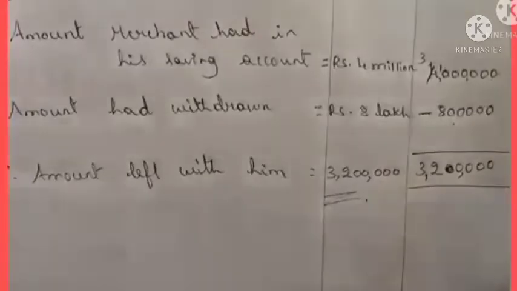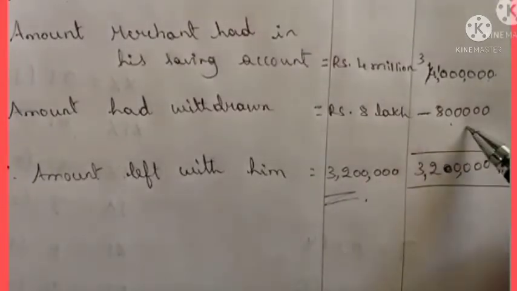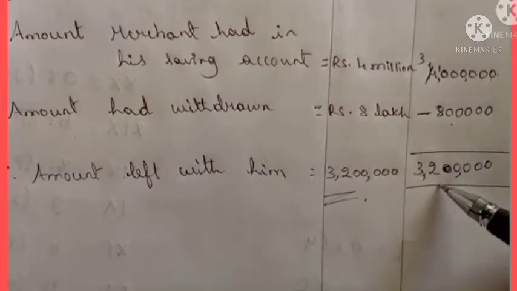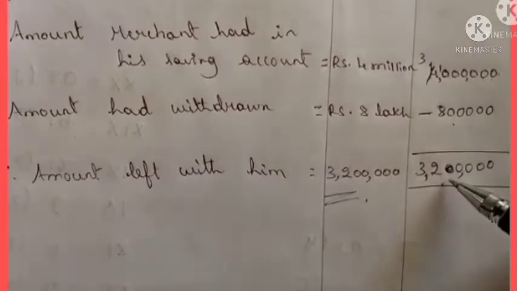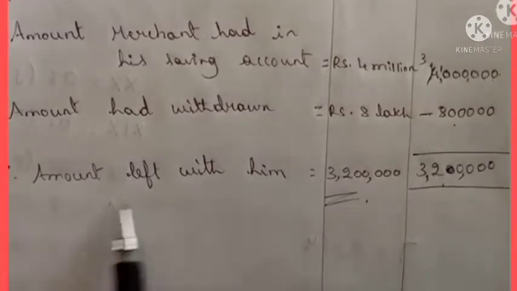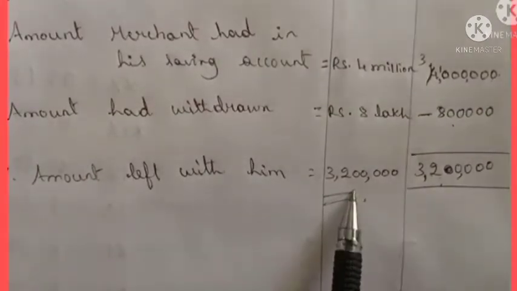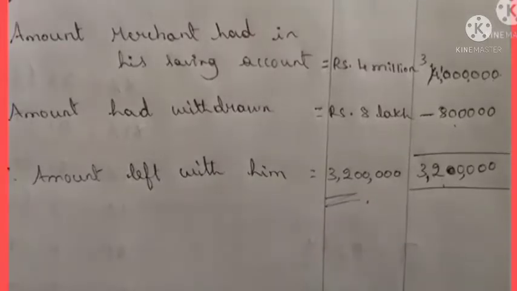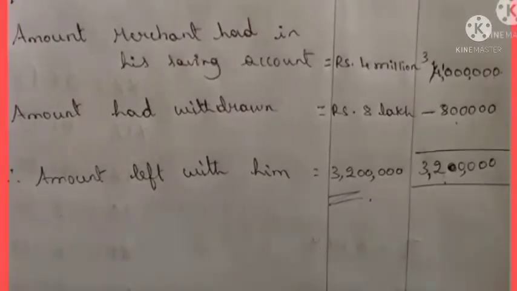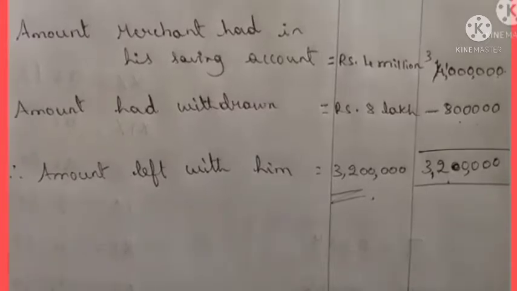Okay, understood now, dear children? So 4 million minus 8 lakh. So there you will get the answer, 3,200,000. So therefore amount left with him is 3,200,000 in his saving account. Okay, got it now? Okay, let's solve the second one.